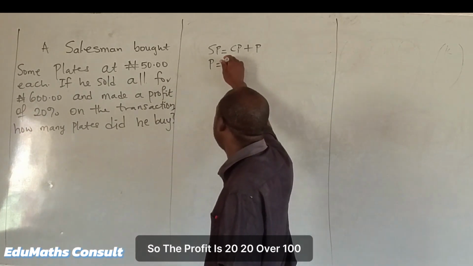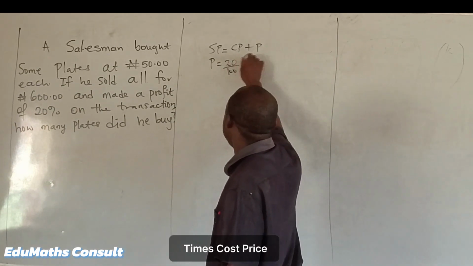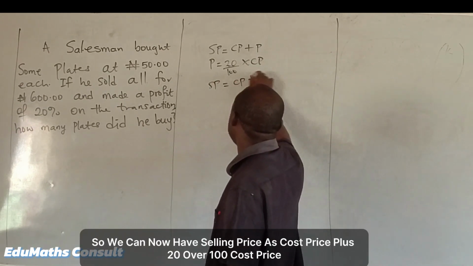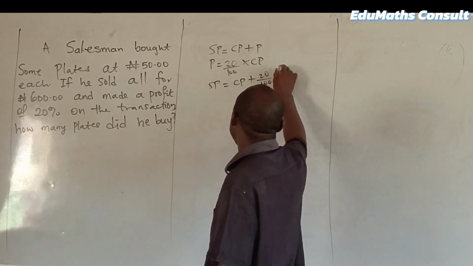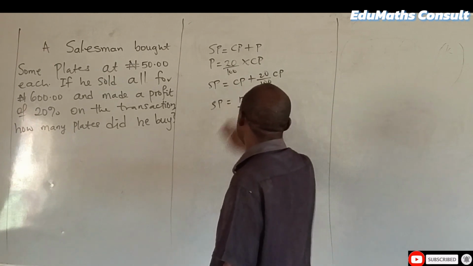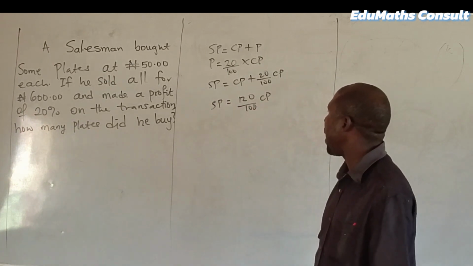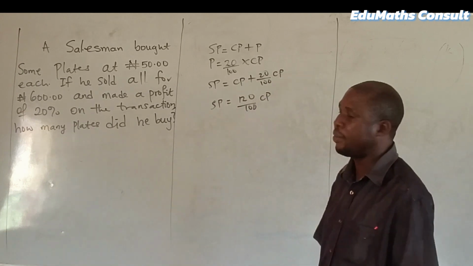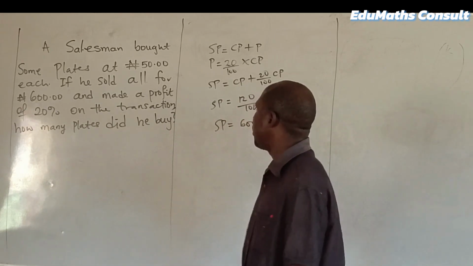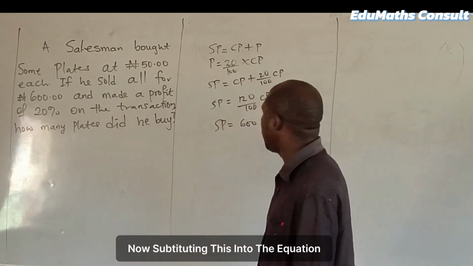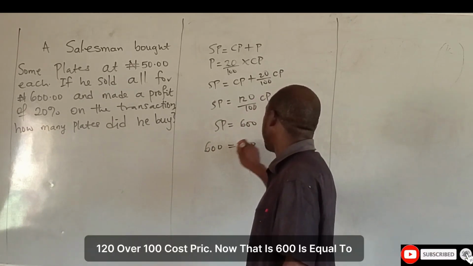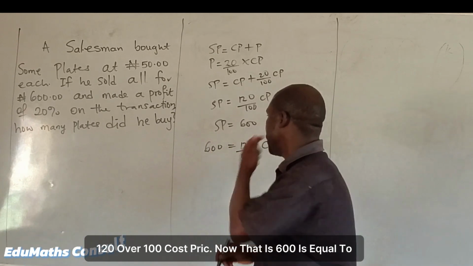So the profit is 20 over 100 times cost price. So we can now have selling price as cost price plus 20 over 100 cost price. So everything will give us 120 over 100 cost price. Now, the total selling price is given as 600 naira. Computing this into the equation, you have 600 is equal to 120 over 100 cost price.